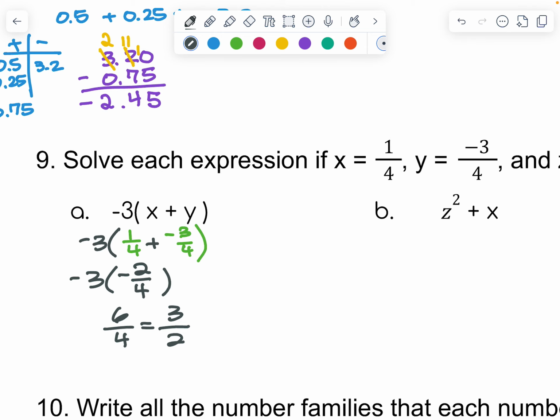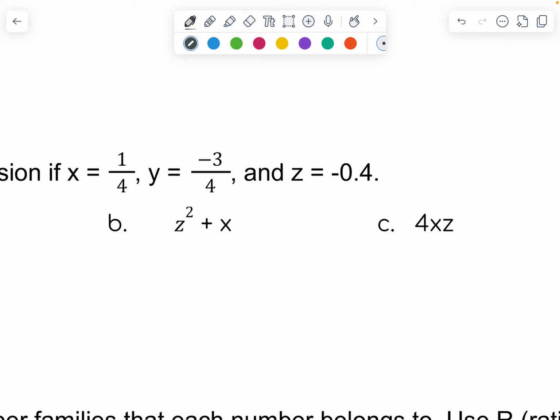All right, let's look at B. Oh, a lot of people mess this up because of this squared part. This means squared times itself. It does not mean times 2. Plus, and then x is 1/4.